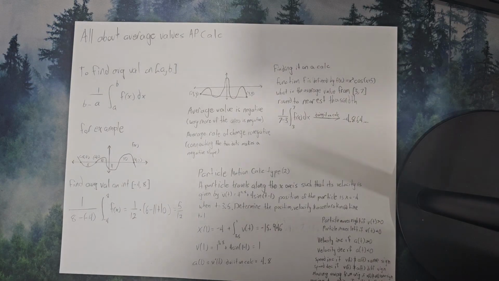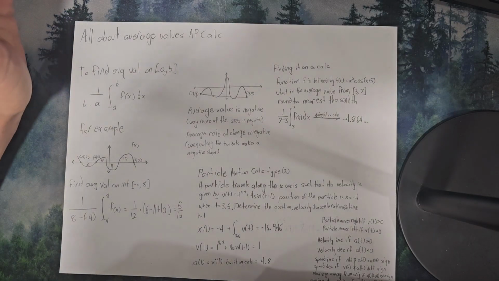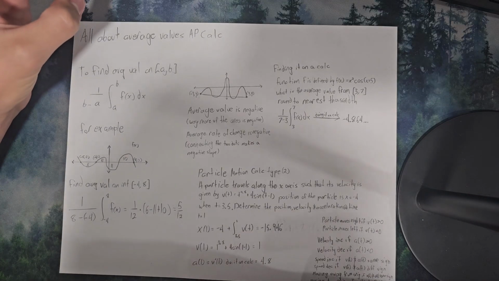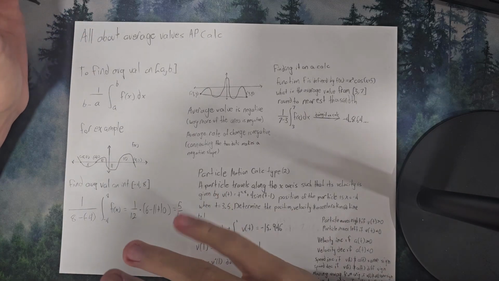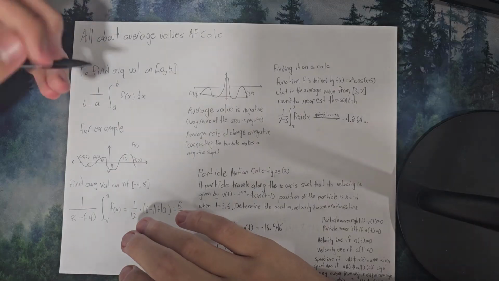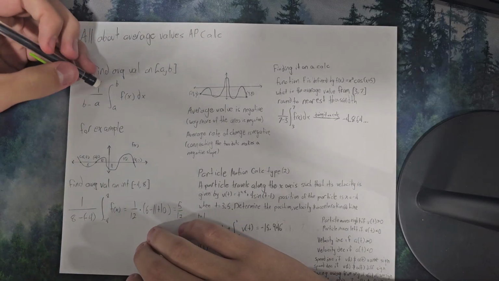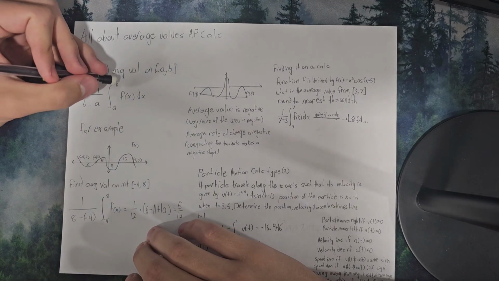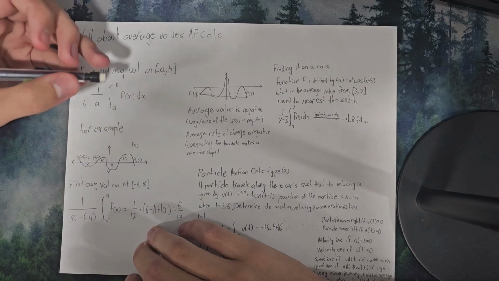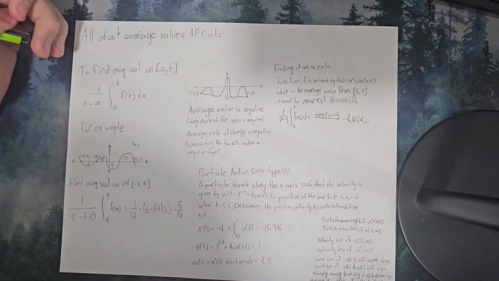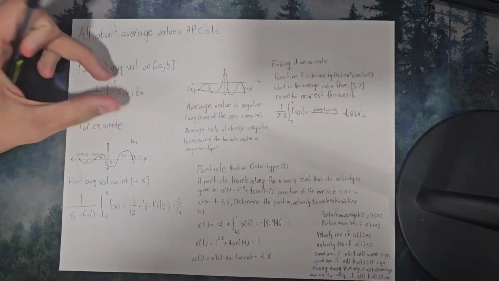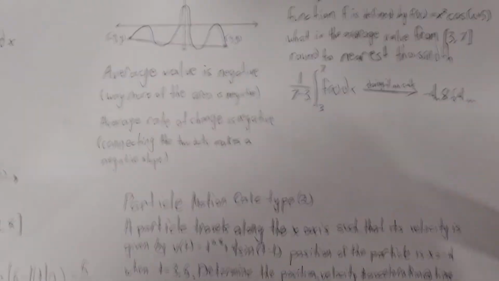Okay, let's talk about average values in AP Calculus. To find an average value from a to b, for example, you're going to have to use this formula right here, which is 1 over b minus a, times the integral with b at the top, a at the bottom, of f of x dx. So, for example, let's take a look at this thing right over here.